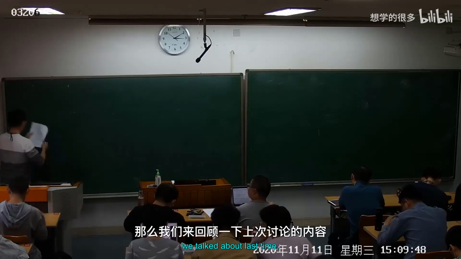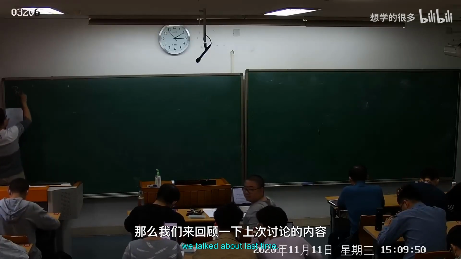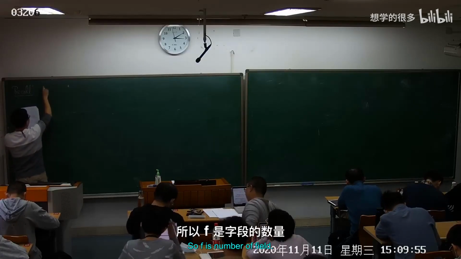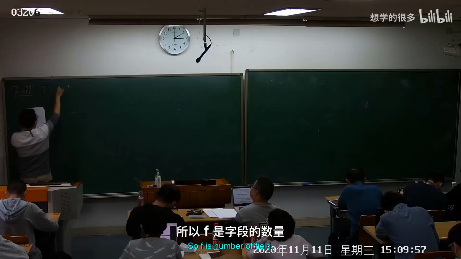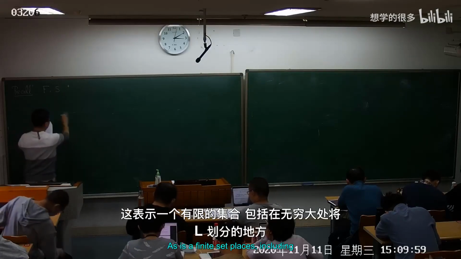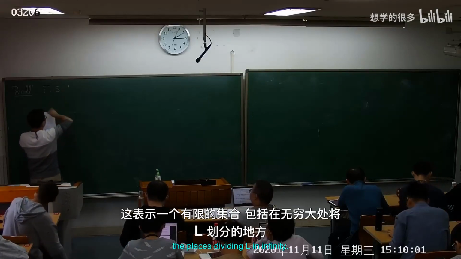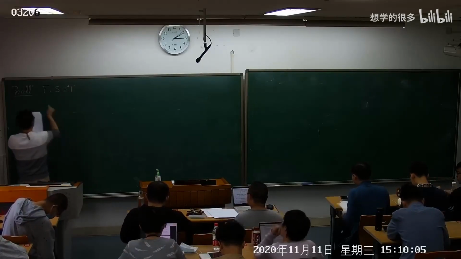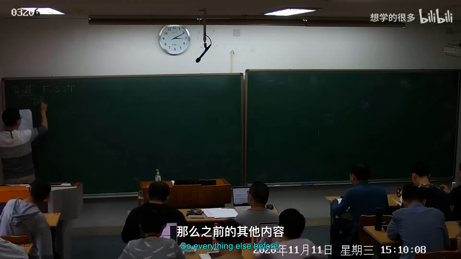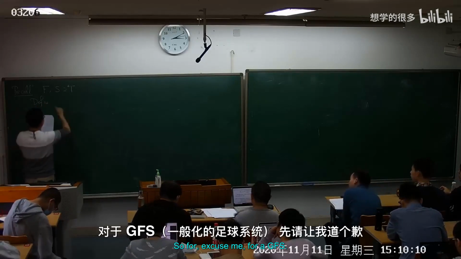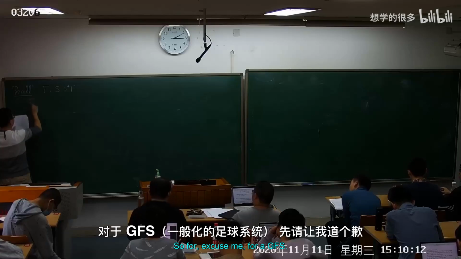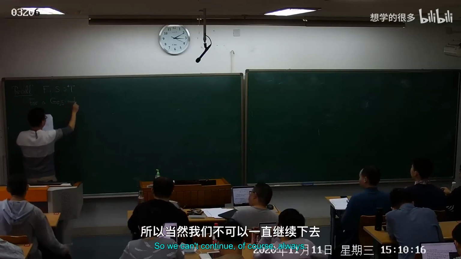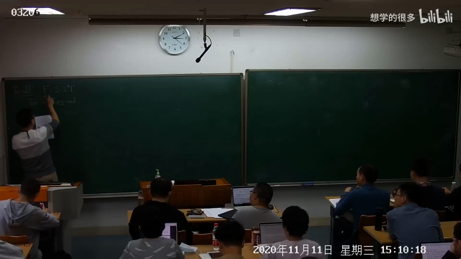So let's recall what we talked about last time. F is a number field, and S is a finite set of places, including the places dividing L and infinity, and T is a subset. Everything is as before. For a G_{F,S}-module M, continuous, of course, always.